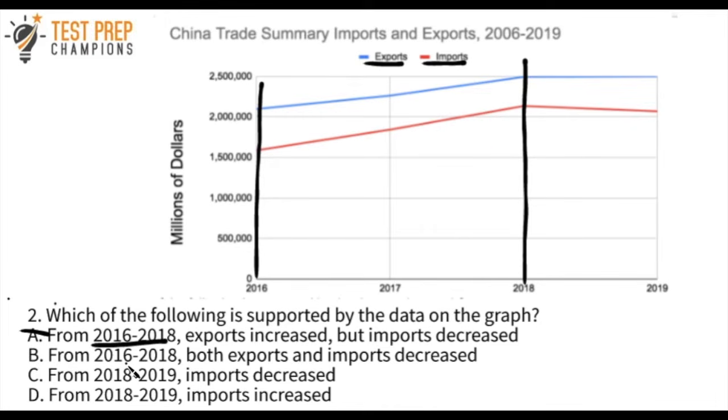Now B is also asking us about 2016 through 2018. B says both exports and imports decreased, and like we just said, the line for both imports and the line for exports are going up.